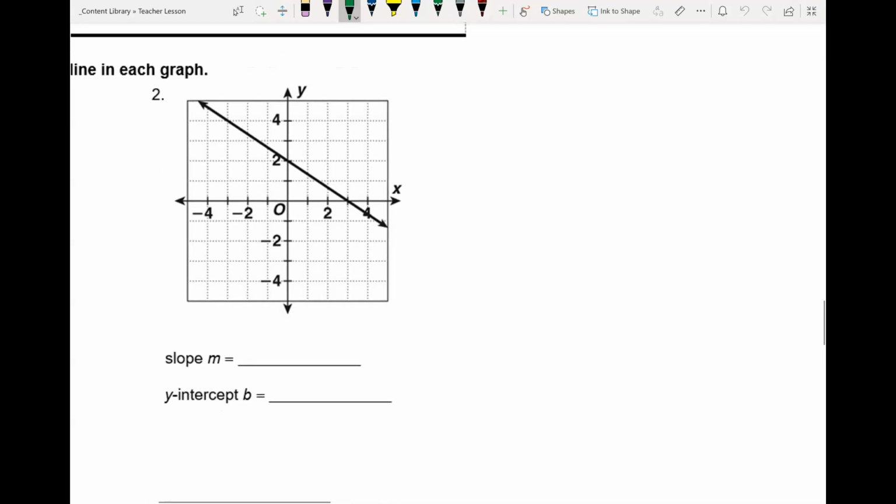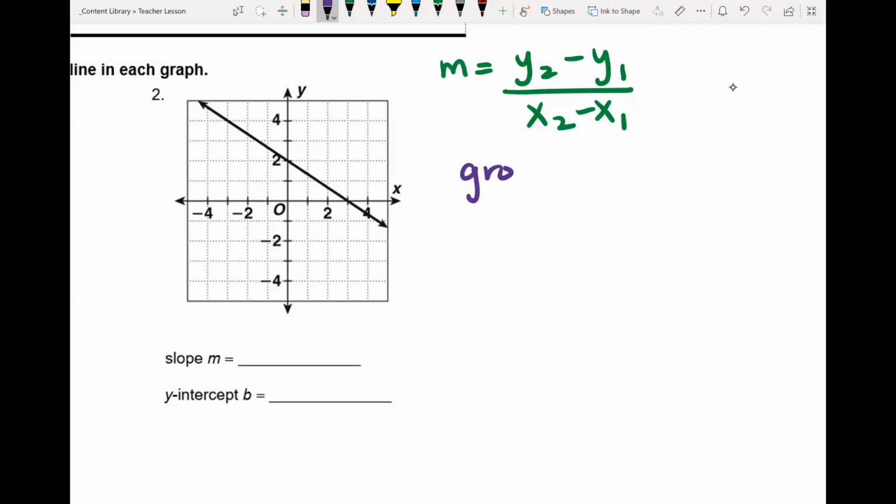And remember our formula m equals y2 minus y1 over x2 minus x1. Now, to figure out what those numbers are going to be, you're going to have to find 2 points. And those 2 points are going to be either group 1, starting from the left to the right, looking at your graph. This will be one of my points, and I'll find the easiest point. I'm going to use this point instead.